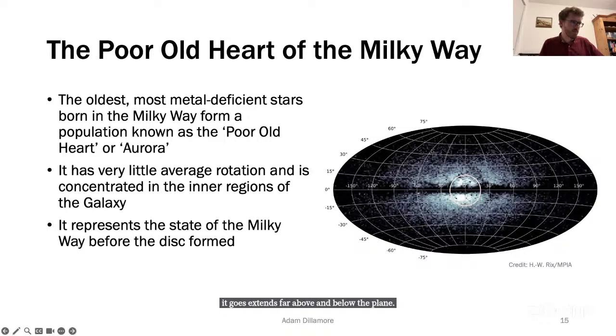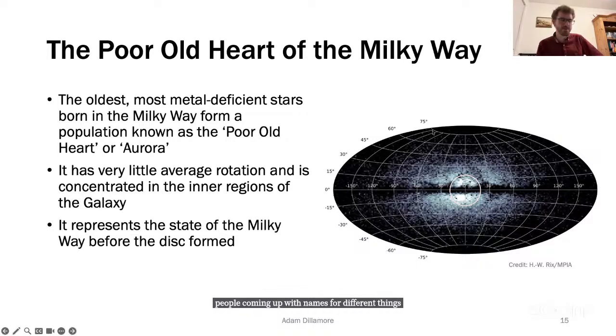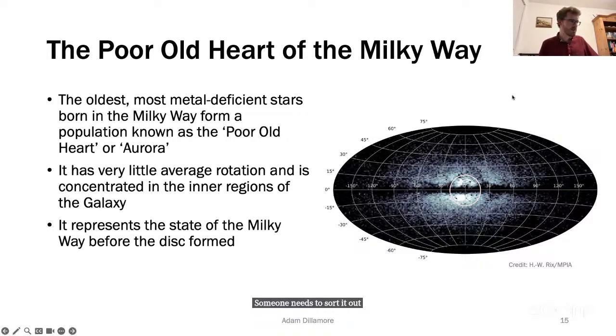So this represents a very ancient core of the Milky Way that was formed before the disk grew. And it's been variously called the Poor Old Heart or Aurora, essentially because it was discovered by different people around the same time. And this is something that happens quite a lot in galactic archaeology. There's no standardization of names, which means that we have a bit of a mess of people coming up with names for different things that often end up being the same things. Someone needs to sort it out at some point, maybe after Gaia has finished producing data.